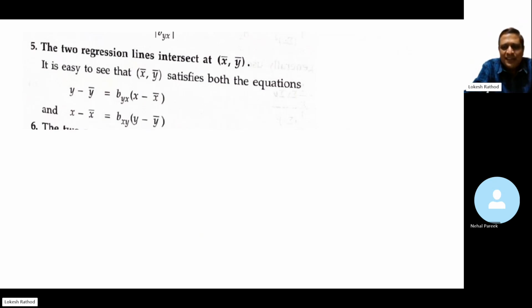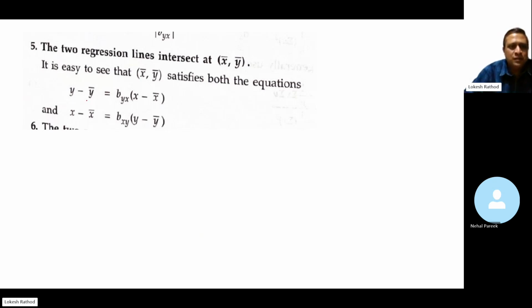The two regression lines intersect at x bar and y bar. This is important. Note this down. Which are the two regression lines? The regression line of x on y and y on x. Both the regression lines intersect at x bar and y bar. Sometimes they tell you to find the regression lines, so you find them, and then they ask what their intersection point is. Obviously, something will be given, something will be asked, so we'll see that in the question.